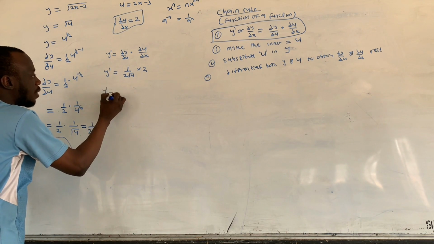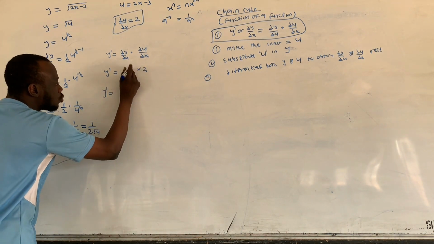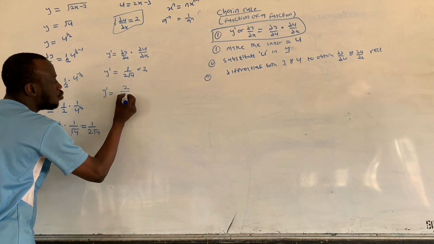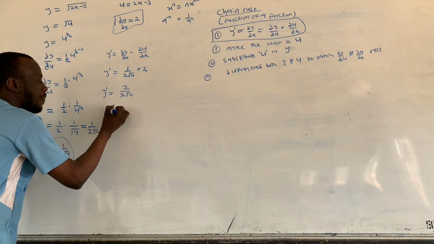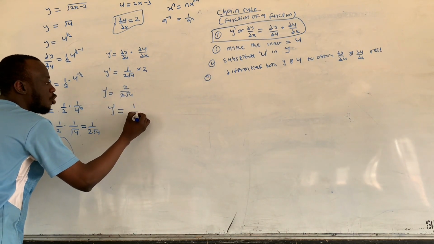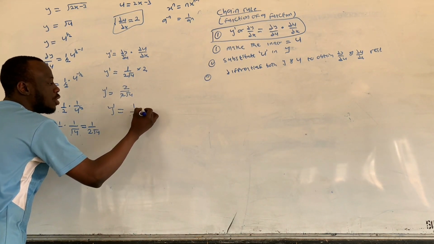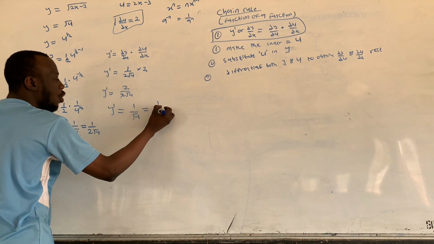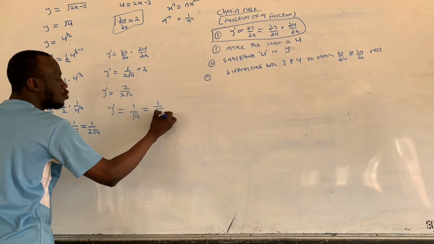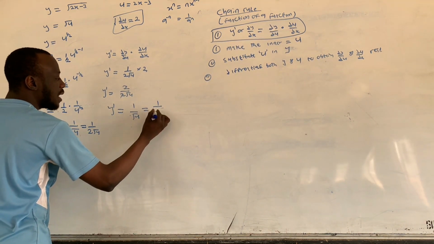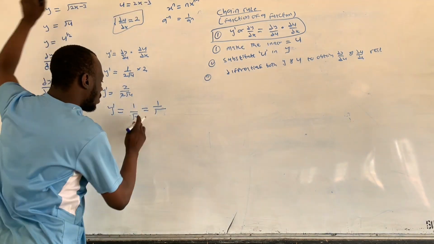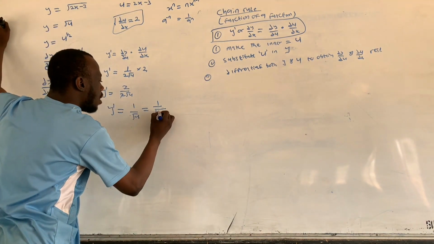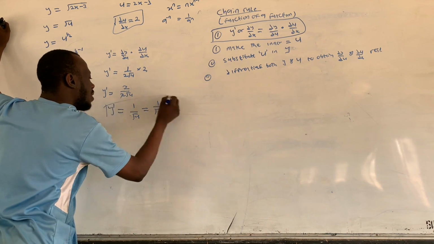Y prime equals 2 times 1, that is 2 all over 2 root u. The 2 cancels the 2 here, remaining 1. Y prime equals 1 over root u, which equals 1 over root of 2x minus 3. Remember that our u is 2x minus 3. So the root of u here is root of 2x minus 3. This is our final answer.